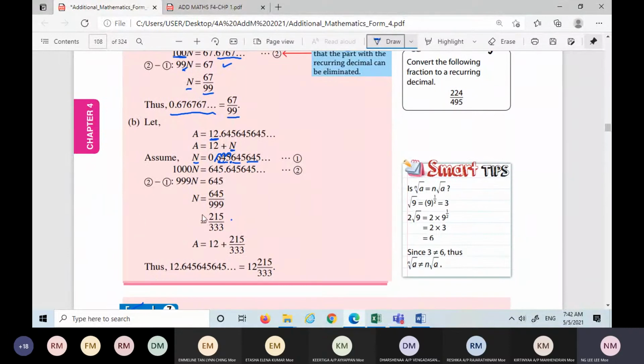This is for n. Don't forget your original question with the 12, so you have to add the 12. Therefore this is your final answer: 12, 215 over 333.